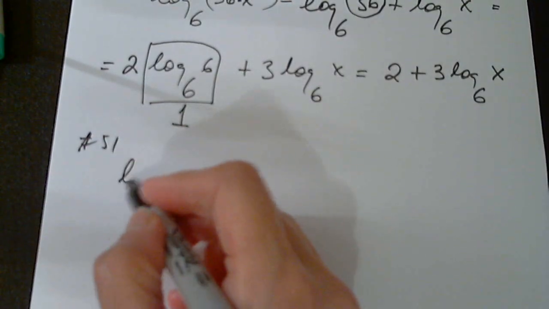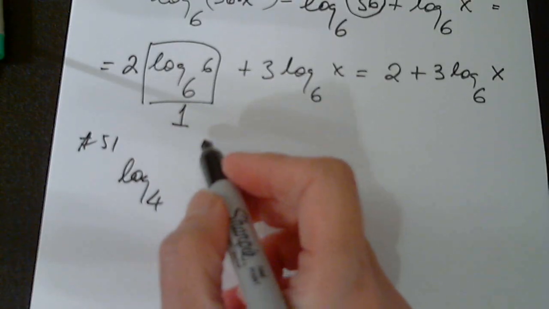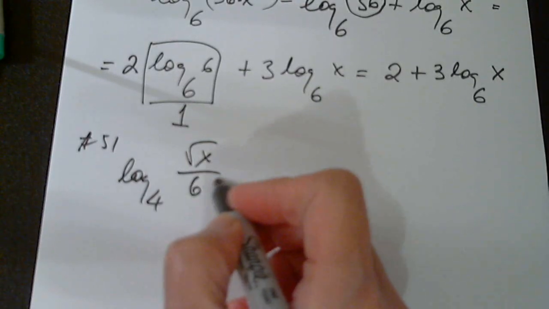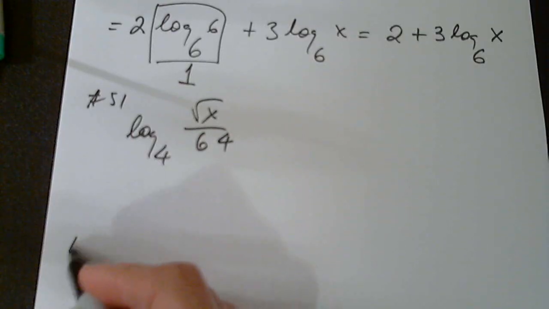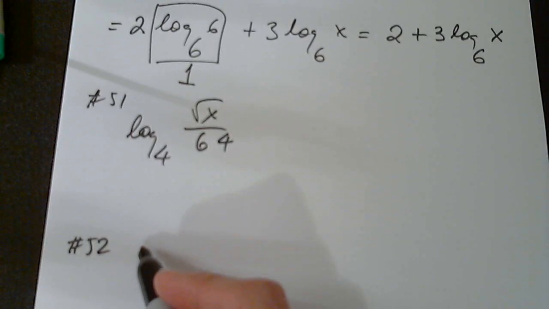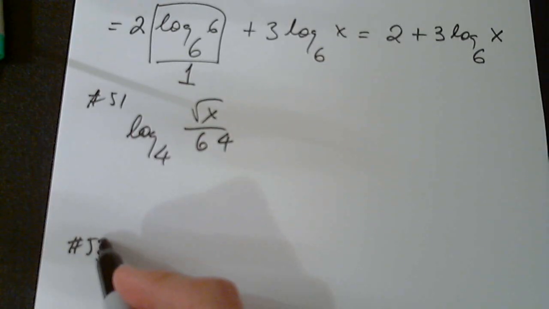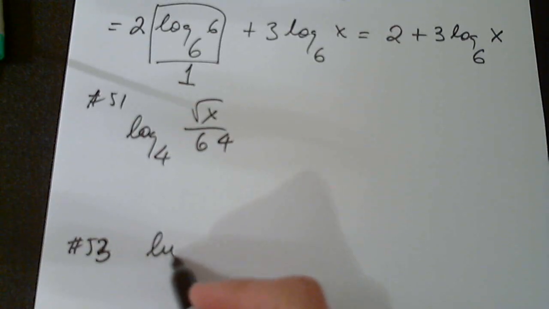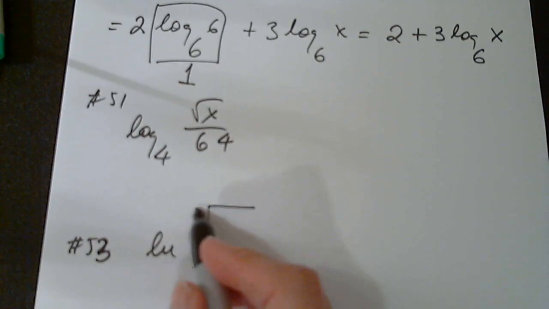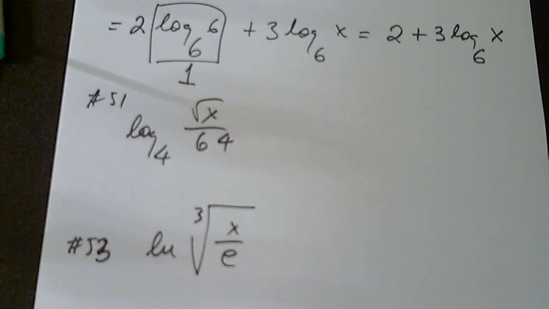In 51 we have log base 4 of the square root of x over 64. And let me also copy 52. Oh no, you said 53, sorry. Natural log of the cube root of x divided by e. Very good. Nice. Good.